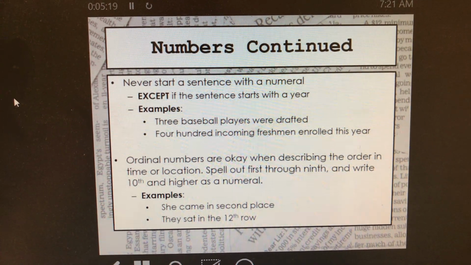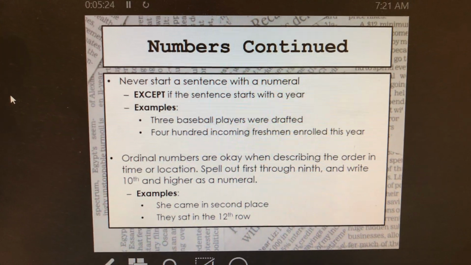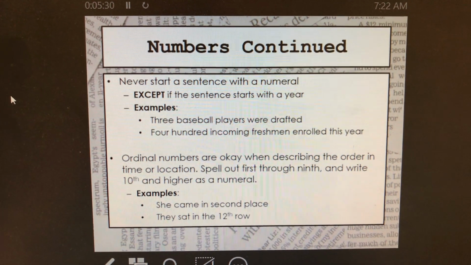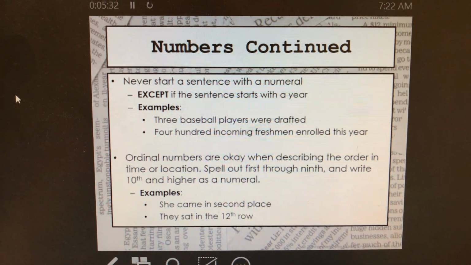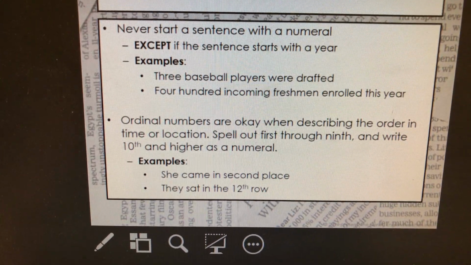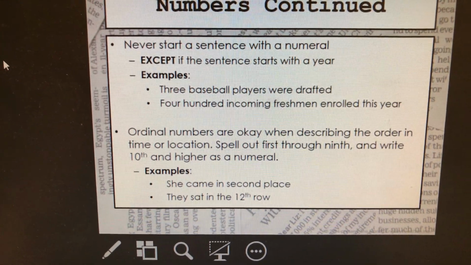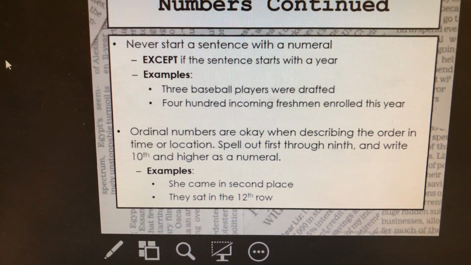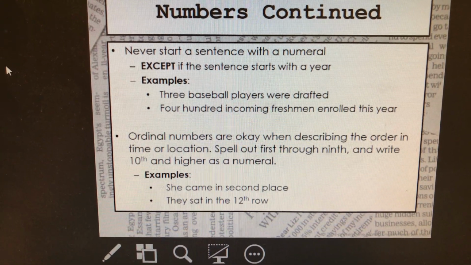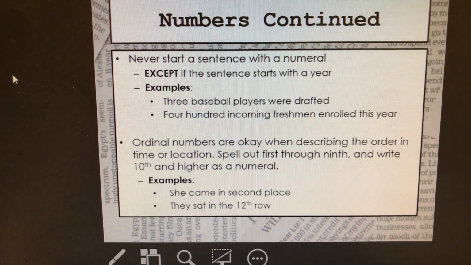Now, ordinal numbers are okay when describing the order and time or location. Spell out 1st through 9th and write 10th and higher as a numeral. Again, ordinal numbers are those 1st, 2nd, 3rd, 4th, 5th, 6th, 7th, 8th, 9th, 10th, 11th, and so on. Now, again, I like these examples as well. She came in 2nd place. Again, it's a number 1st through 9th, 1 through 9, and they sat in the 12th row. And in here, you're allowed to use the TH. Again, when we talked about dates, we don't normally use the TH, but ordinal numbers are a little different.